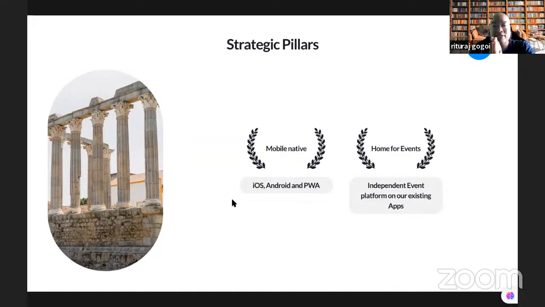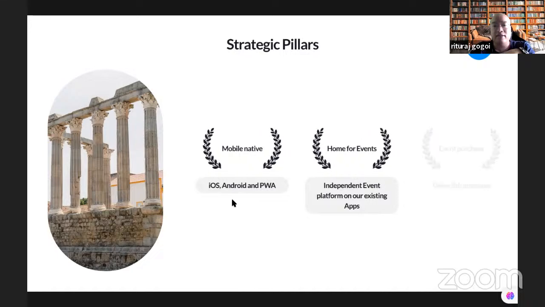And this is something that we are going to build on top of our existing applications instead of introducing a new event specific application. So we wanted to go the super app way, wherein on top of our existing dine out applications that we have for restaurant discovery, payments, and reservations, we also wanted to build a separate events home. And again, like I mentioned, this will be on all our platforms, whether it's iOS, Android, and PWA.